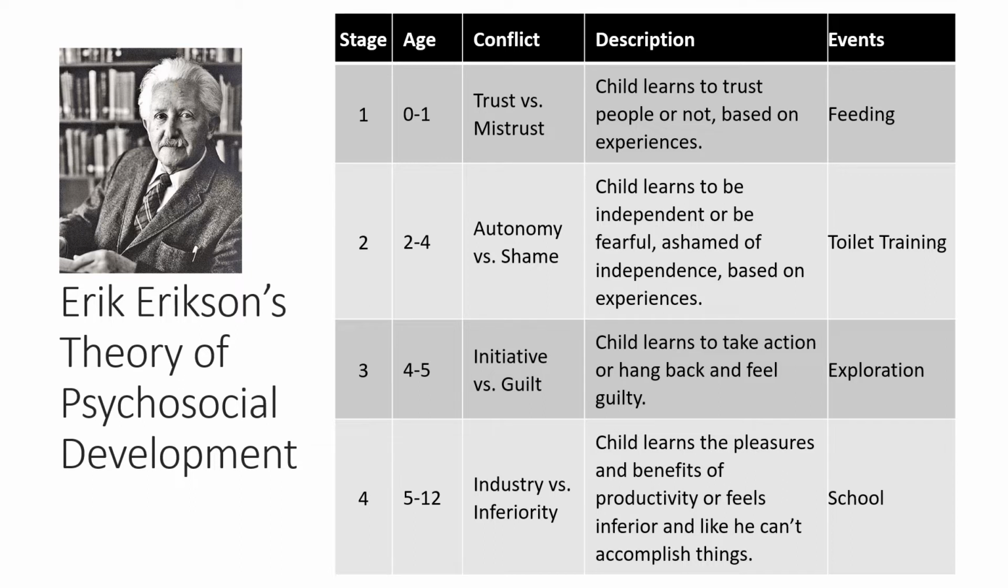Stage 3 occurs between the ages of 4 and 5, and it's called initiative versus guilt. This is the age when children are exploring their environments. They're climbing, they're playing on the playground, they're learning about other children. And if a child is treated positively during this stage, he'll learn to take initiative. Initiative means he'll want to do things and start things on his own.